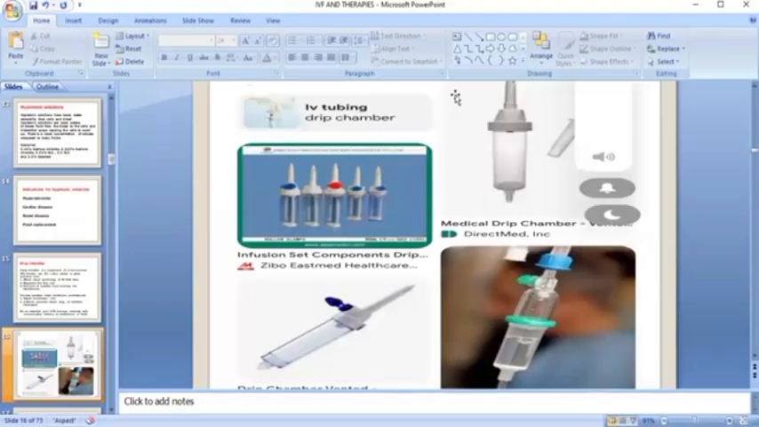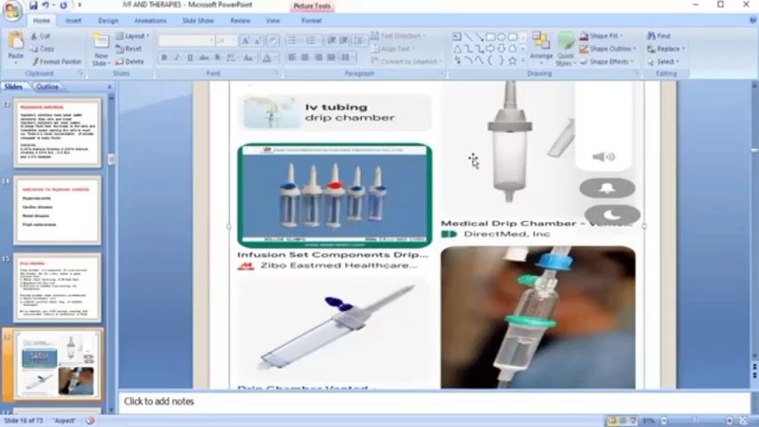We have different sizes. Okay. So when you puncture it, fluid drops in here, and you'll be seeing how the fluid flows, whether it's rushing or dropping minimally or moderately. Okay. You can also count it to know how many drops fall in 1 minute. So all these are what? Drip chambers. All right.